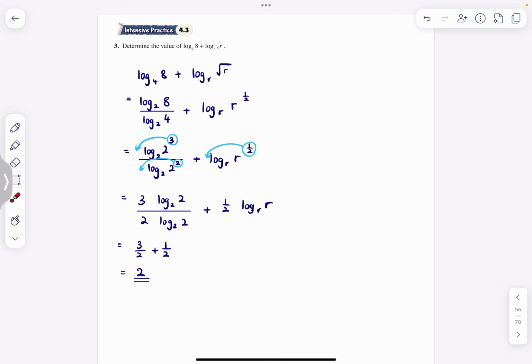So it's easier whenever you have these kind of numbers, just change it to base 2. To change base, you do log 2 over log 2, big number goes up, small number goes below. That's it.